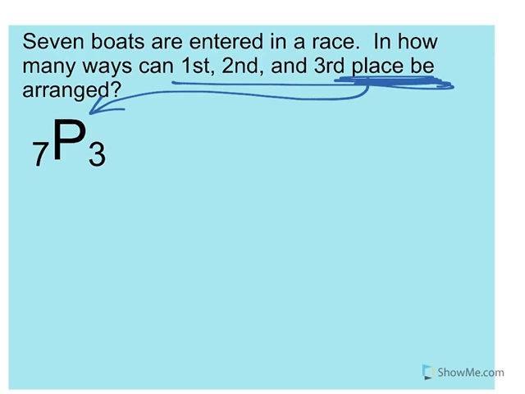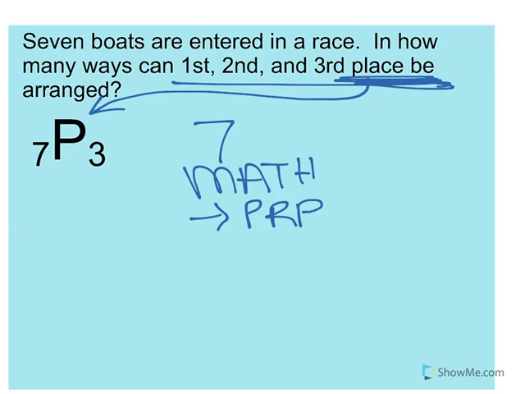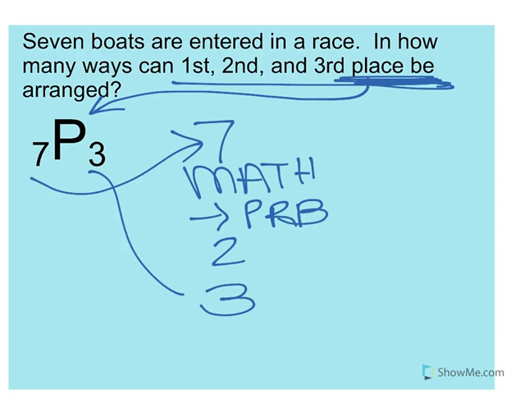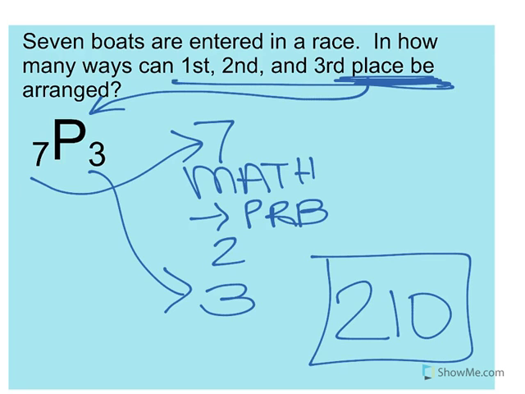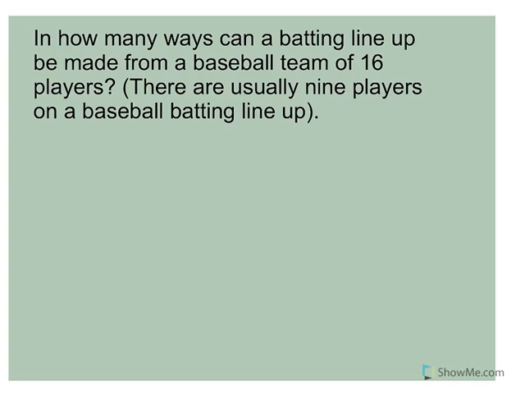We put in 7, go over to math, go over to PRB, and choose the option that's going to give you that. I think it's 2. Then you press a 3, because the 7 goes here and the 3 goes here. You should get 210 ways in which first, second, and third place can be arranged. Placement, P.